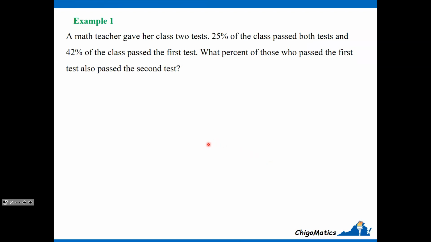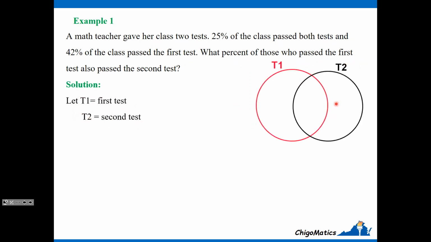Example number 1. A math teacher gave a class 2 tests. 25% of the class passed both tests, and 42% of the class passed the first test. What percent of those who passed the first test also passed the second test? Already, this is a conditional probability, because we want to know those who passed the first test also passed the second test. Meaning we first define our variables: T1, first test, T2, second test.